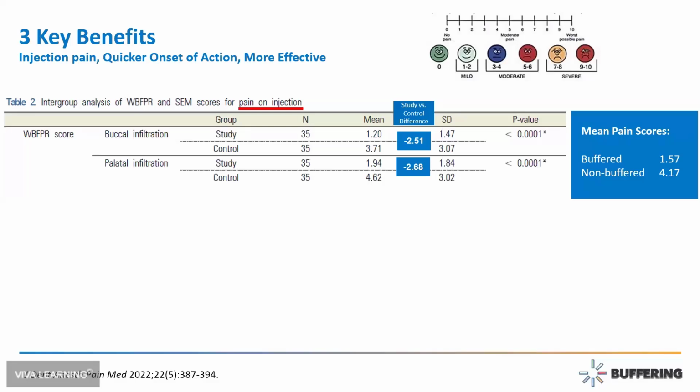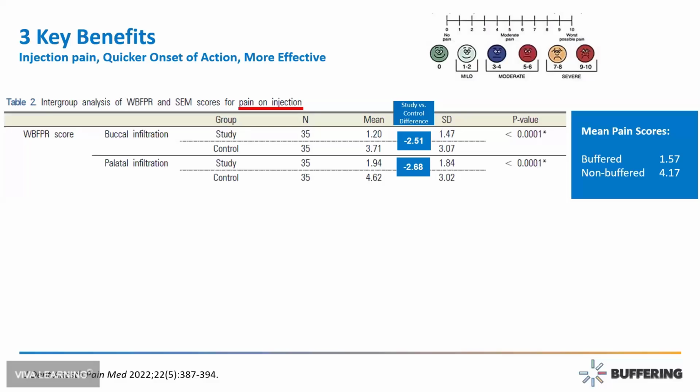Let me just tell you, I did some math here. When we look at the buccal infiltration from non-buffered to buffered, it was a 2.51 difference, meaning it started out at 3.71, and 1.2 was the buffered score. The difference was even greater for the palatal injection, a decrease in pain score of 2.68. And on the right, you can see the mean. Again, buffered did significantly better than non-buffered for pain upon injection.